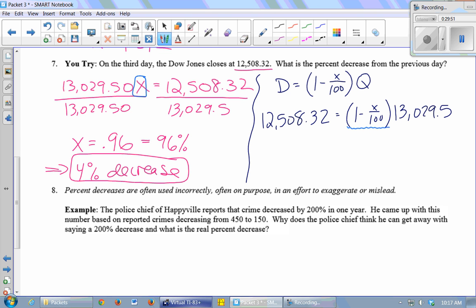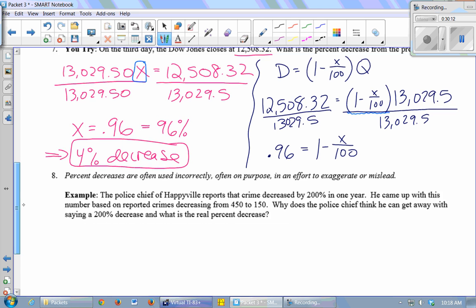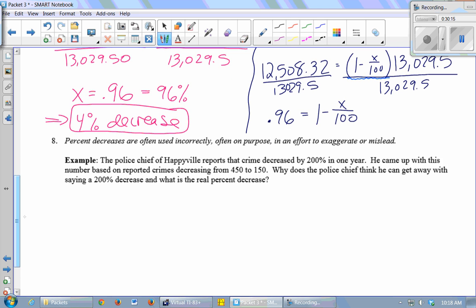All right, so if I want to solve this thing for x, I would divide both sides by 13,029.5, and we're going to get 0.96 is equal to 1 minus x over 100, right? And then I'm going to solve for the x, so I might subtract 1 from both sides, and I get negative 0.04 equals negative x over 100. Multiply both sides by 100, and you get negative x equals negative 4, which means x is 4% decrease.